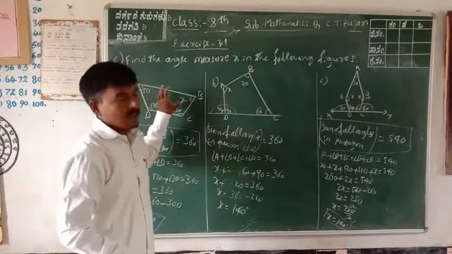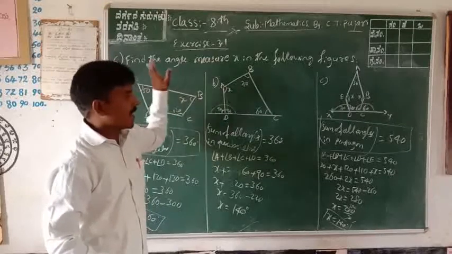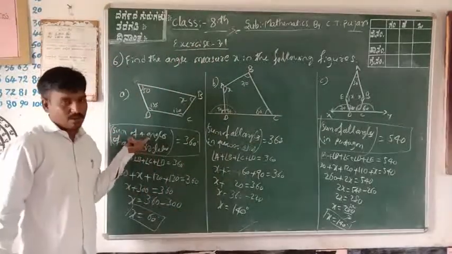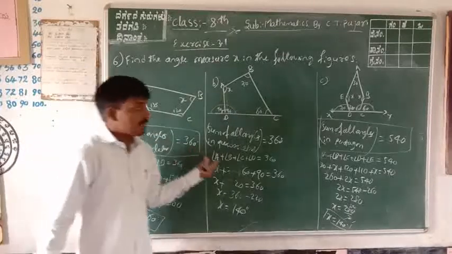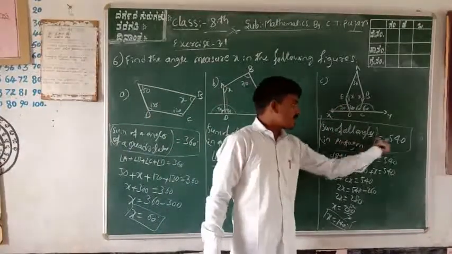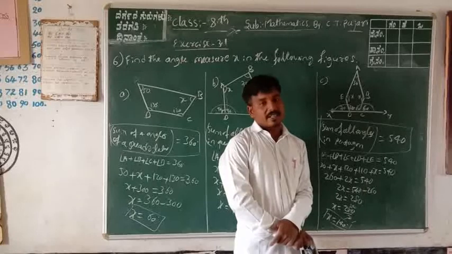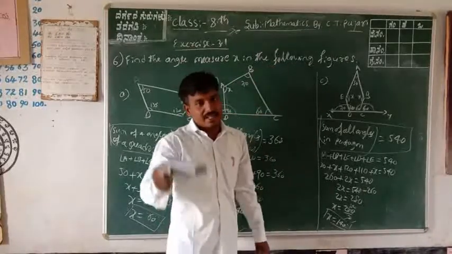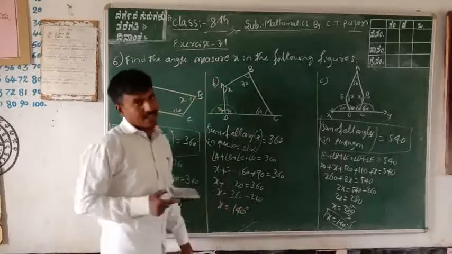It can be a triangle, quadrilateral, or pentagon. You can choose any one. The formula is: the sum of all 4 angles in a quadrilateral is 360. The sum of all angles in a pentagon is 540 degrees. The sum of all 3 angles in a triangle is 180 degrees. You can study more about this in the interior angle theorem also.